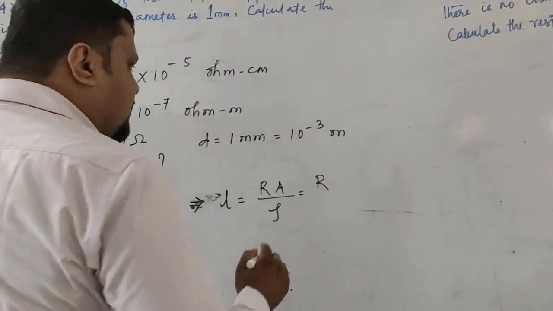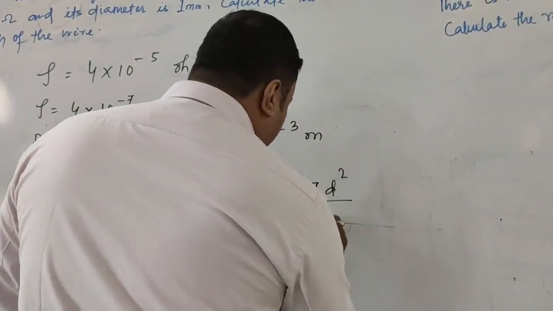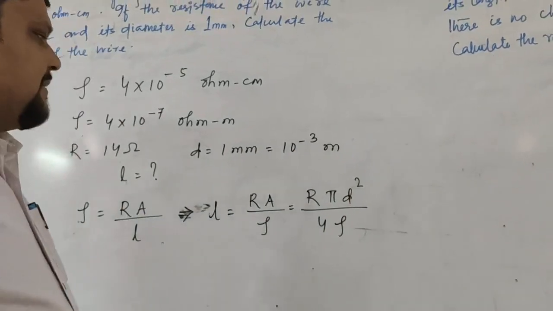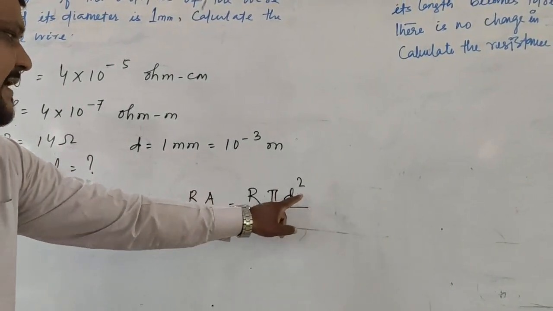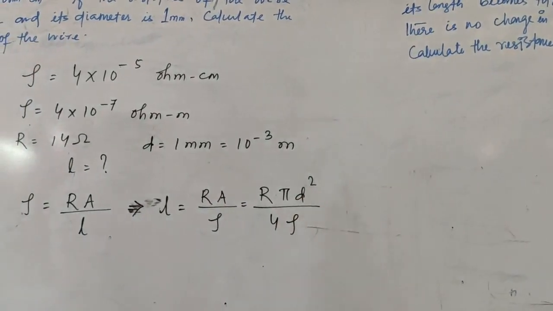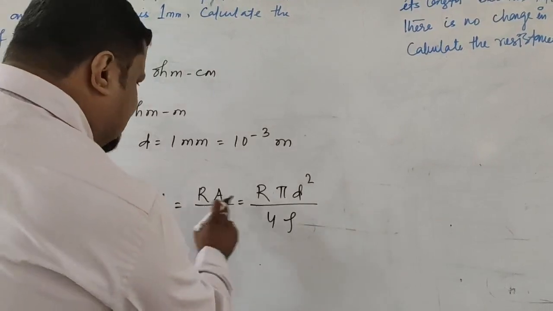Area is equal to pi d square by 4 into rho. Because area is pi r square, and its diameter is given, so I can put pi d square by 4 rho. So this is equal to, right? So L is equal to this much.